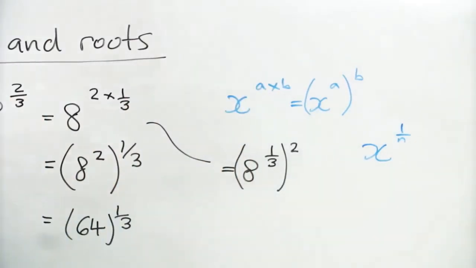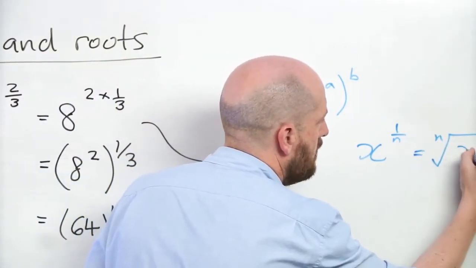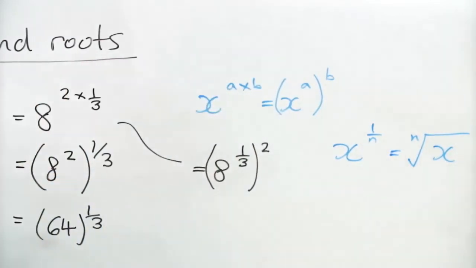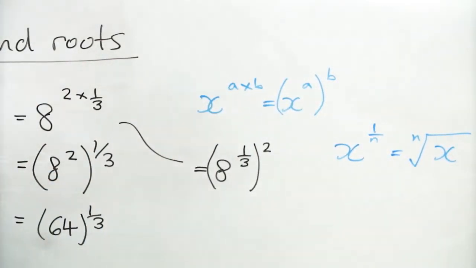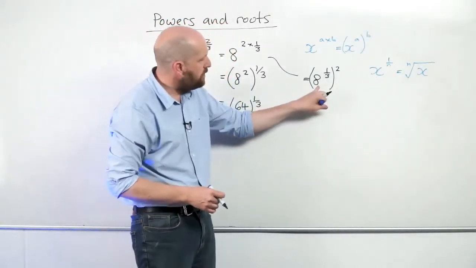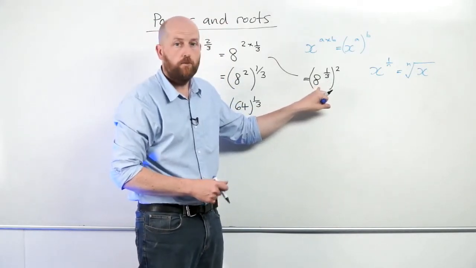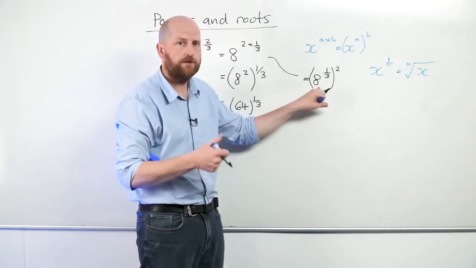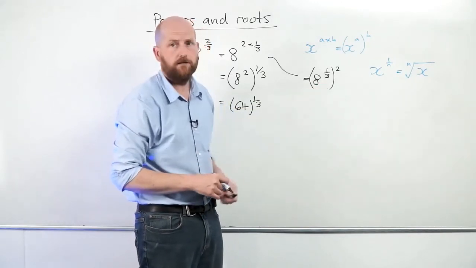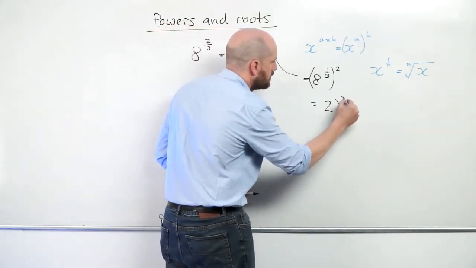And we should remember that anything raised to a fraction like that, 1 over n, is actually an nth root. So you can think about this as x to the nth root. What does the nth root mean? It means what number, when multiplied by itself n times, gives me my number x. So here, what number, when multiplied 3 times by itself, gives me 8? Well, 2 does. 2 times 2 times 2, 3 times, gives me 8. So here, this would be 2 squared.